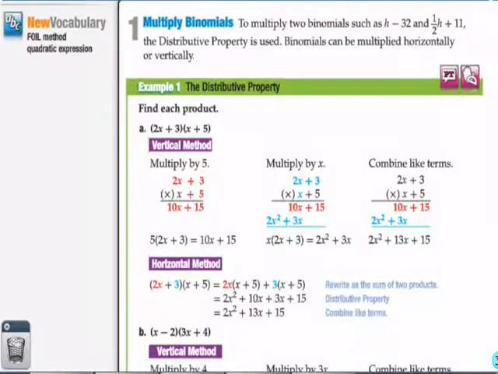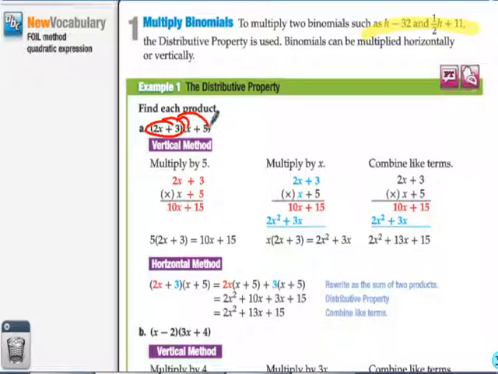So, multiplying binomials. To multiply two binomials, such as these ones right here, we can use the distributive property. We can multiply them horizontally or vertically. Here's what that looks like. The distributive property is basically we're going to take the whole thing and multiply it by each part.